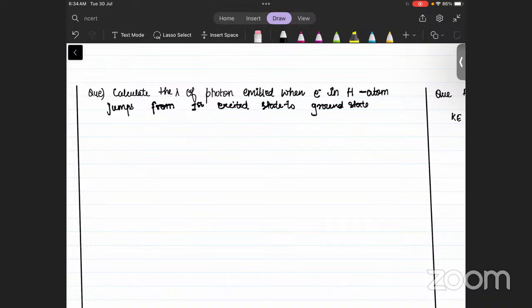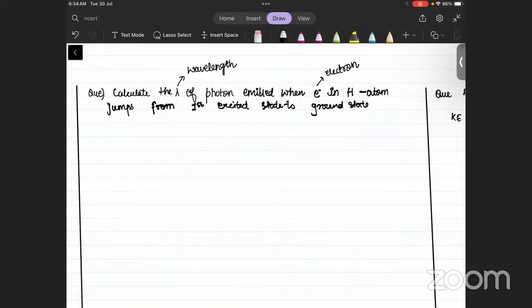I hope now you have read this question, which is: calculate the lambda. So it is asking wavelength. Calculate the wavelength of the photon emitted when an electron in a hydrogen atom jumps from the first excited state to the ground state.